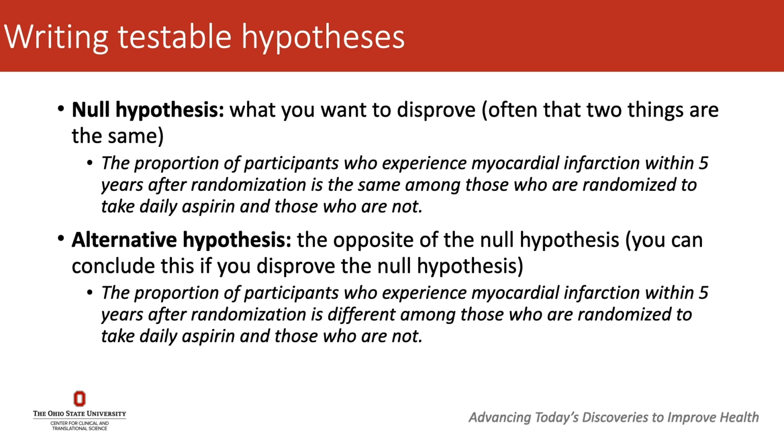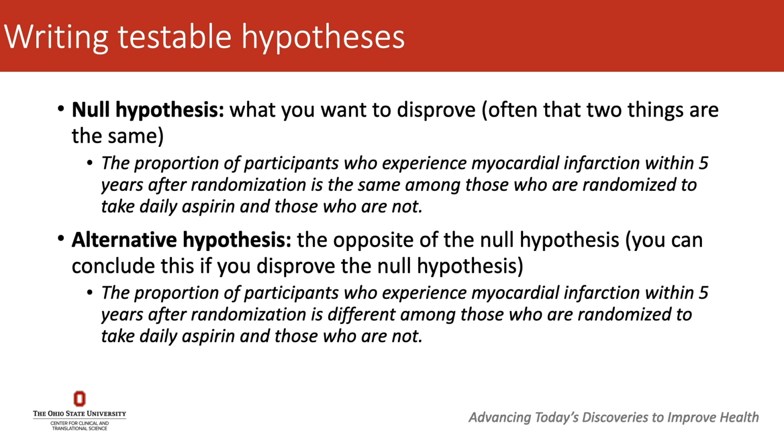One way to help ensure your hypotheses are testable is to formulate null and alternative hypotheses, the same kind of statements statistical tests use. A statistical test tries to disprove a null hypothesis, often that 2 things are the same. If the null hypothesis can be proven false, then its opposite, the alternative hypothesis, can be concluded to be true.